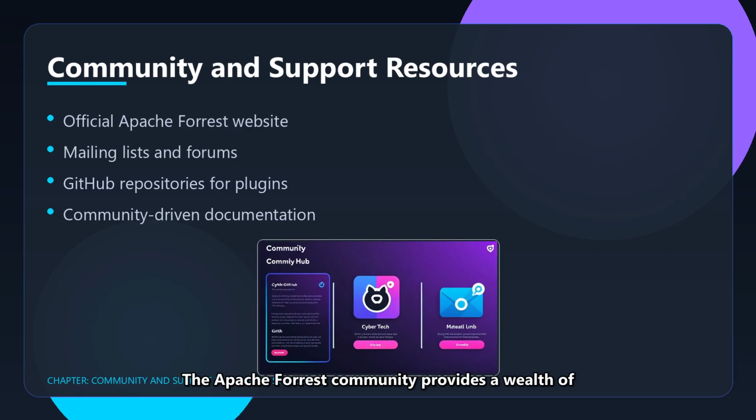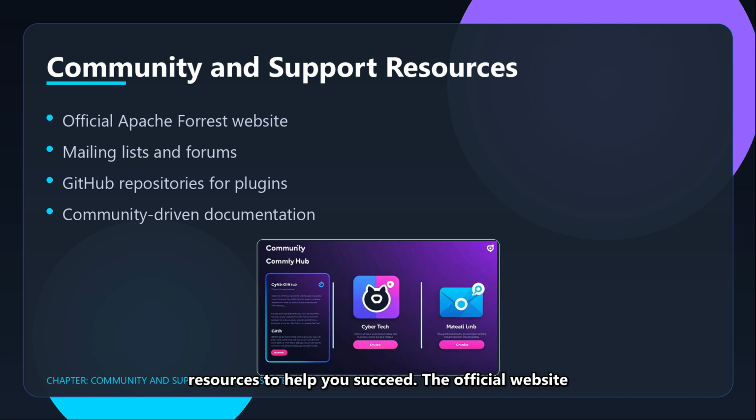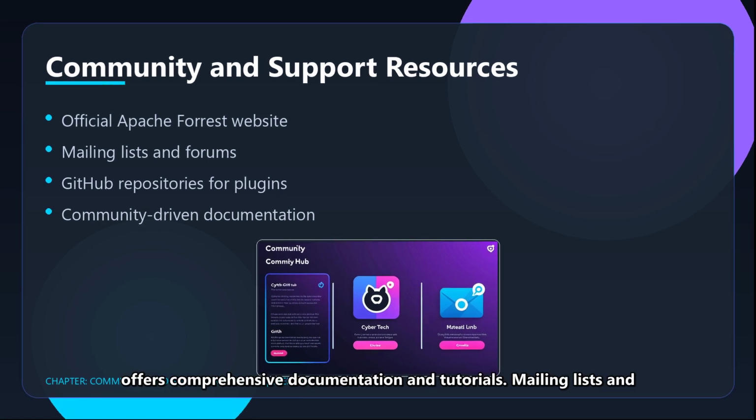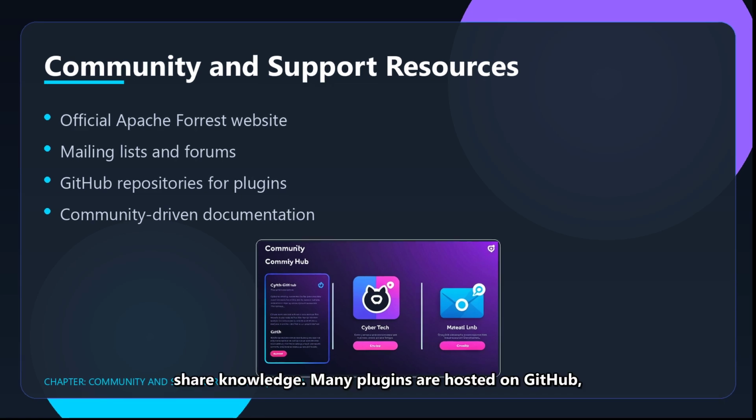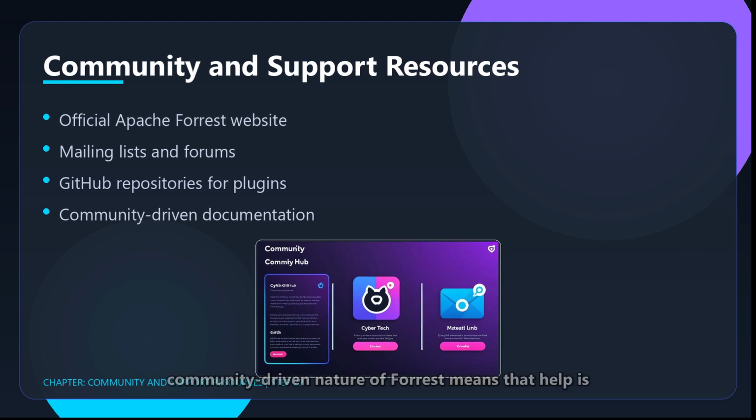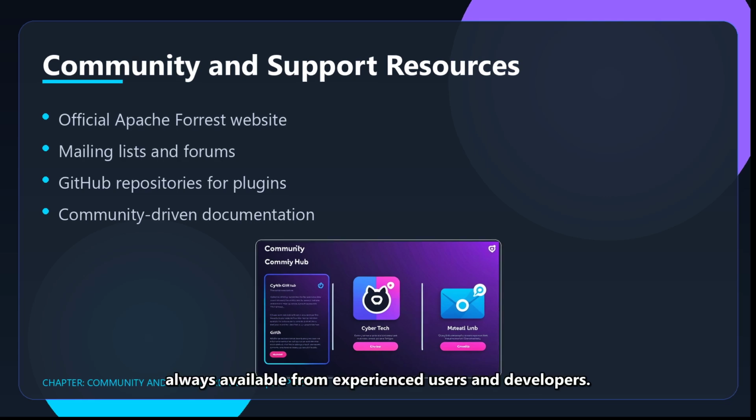The Apache Forrest community provides a wealth of resources to help you succeed. The official website offers comprehensive documentation and tutorials. Mailing lists and forums are great places to ask questions and share knowledge. Many plugins are hosted on GitHub, where you can contribute or report issues. The community-driven nature of Forrest means that help is always available from experienced users and developers.